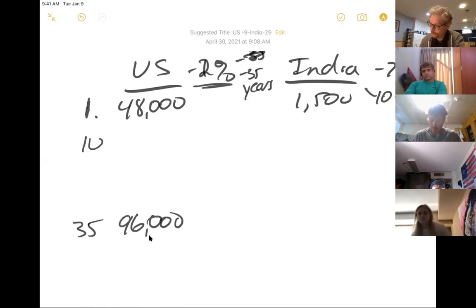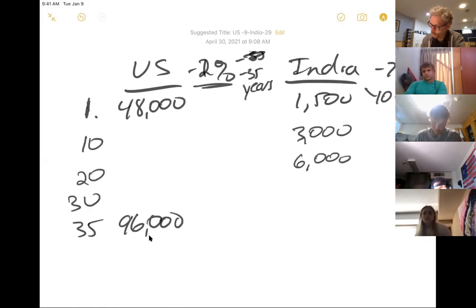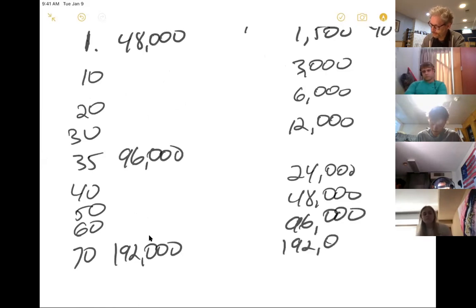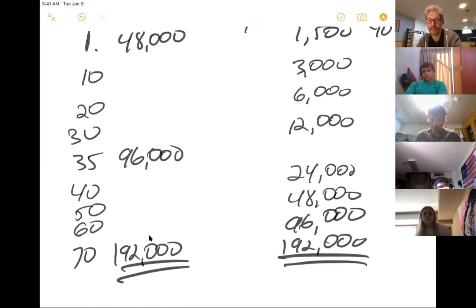Where are they going to be in 10 years? 3,000. Where are they going to be in 20 years? 6,000. 30 years, 12,000. 40 years, 24,000. 50 years, 48,000. 60 years, 96,000. 70 years. Whoa, look how nicely that worked out. In 70 years, India would be just as rich as the United States is. Okay. So the purpose of this question is both to make sure you understand the concept of the rule of 70, and see how it leads to dramatic opportunities for countries to catch up, right? For countries to catch up.